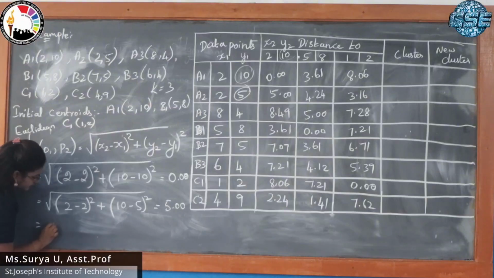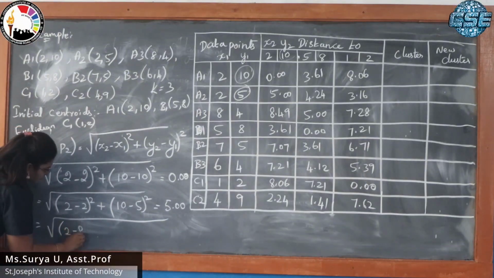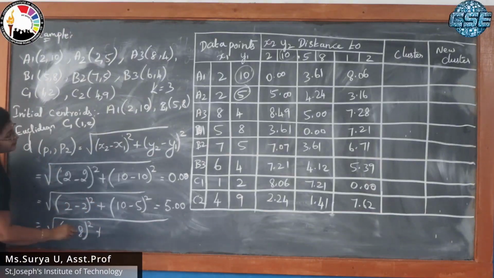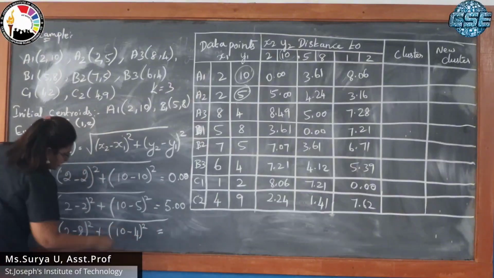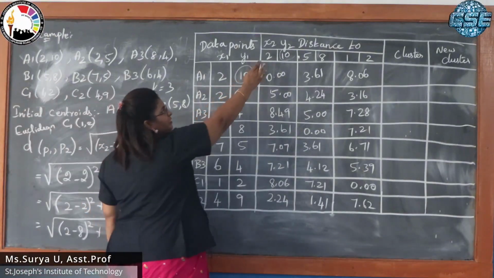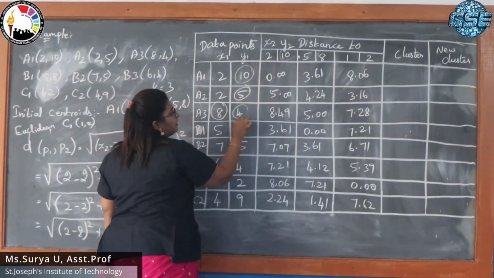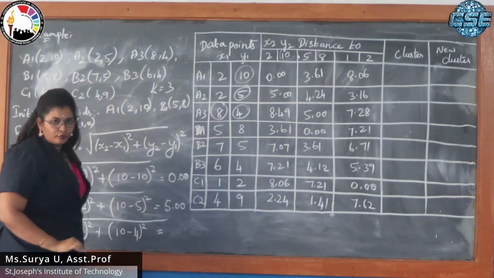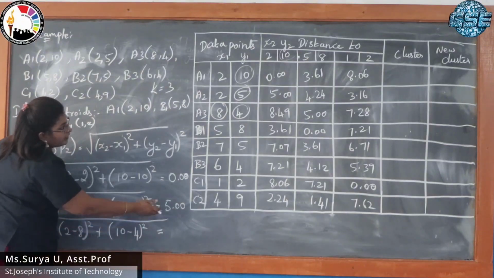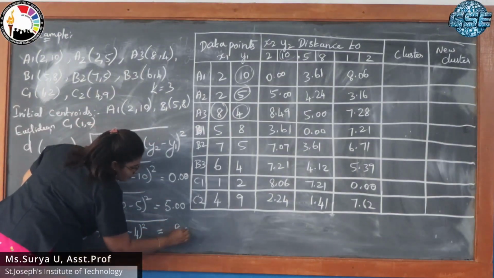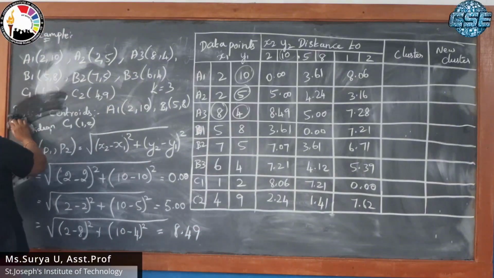Now again we will do for the third step. What is the value here? So (2 minus 8) the whole square plus (10 minus 4) the whole square. Right? So 2 minus 8, because your x2 is 2, now your x1 becomes 8, and y2 is 10, your y1 becomes 4. So (2 minus 8) the whole square plus (10 minus 4) the whole square, you will be getting the answer 8.49. Okay, is it clear? So we'll solve the other centroid values.